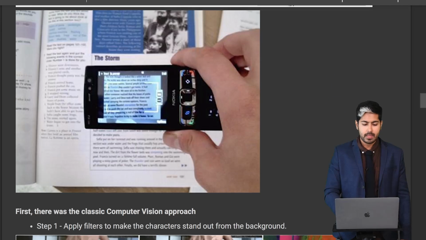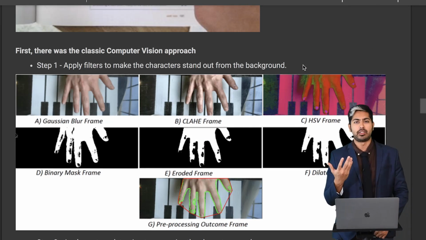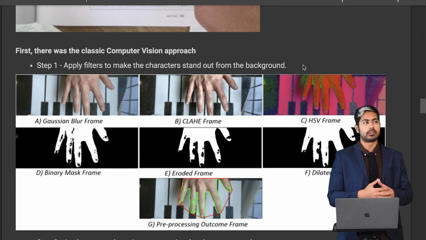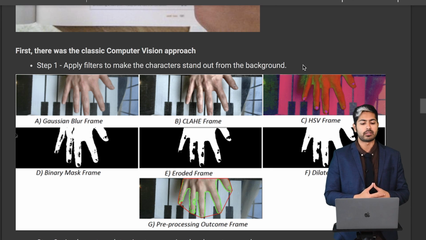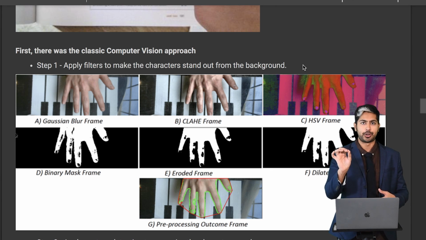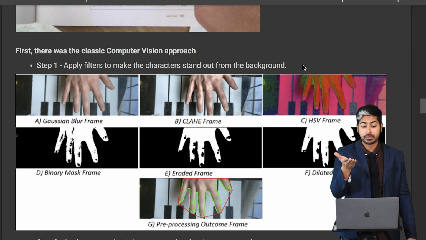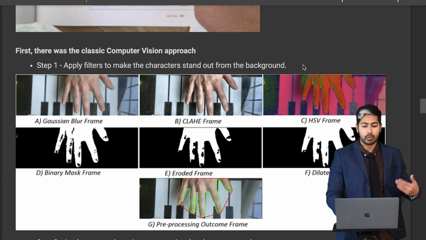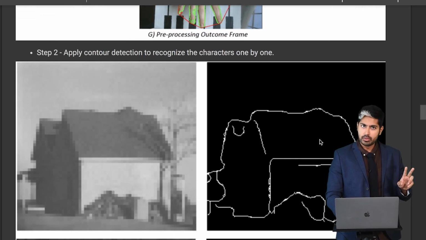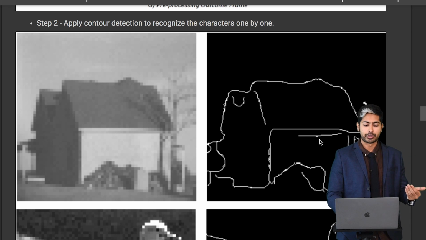So the way this was done classically with, say, OpenCV or one of these traditional computer vision libraries is that step one is to apply filters to that image to make those characters stand out more. And there are a whole bunch of different filters, as you can see here, that we could try. Step two then is, once we have a proper filter that makes those characters stick out, we can apply contour detection to recognize those characters one by one.